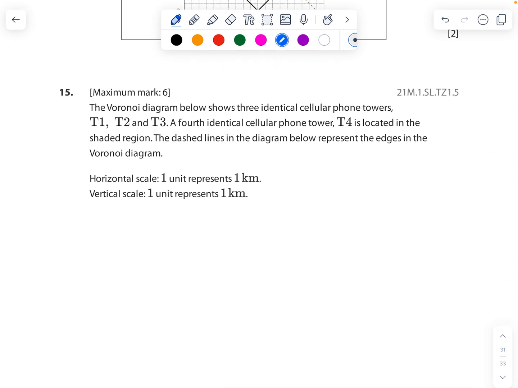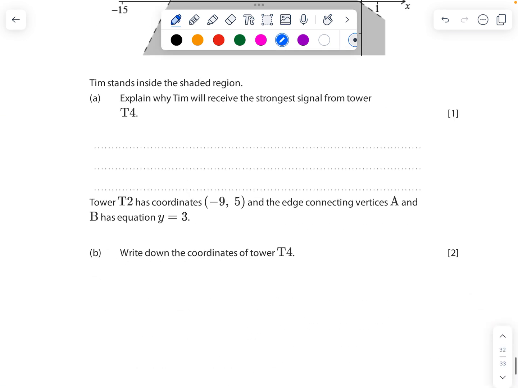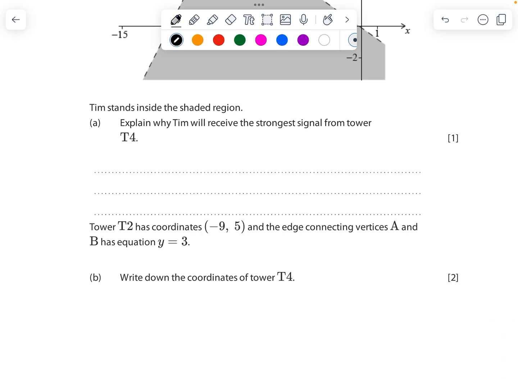Question number 15. The Voronoi diagram below shows this. T4 is located in the shaded region. The dashed lines in the diagram are the edges. Next, what is he asking? Tim stands inside the region. Explain why Tim will receive the strongest signal. Because every point in the shaded region is closest to tower T4.